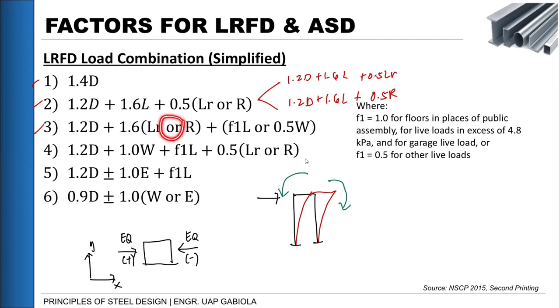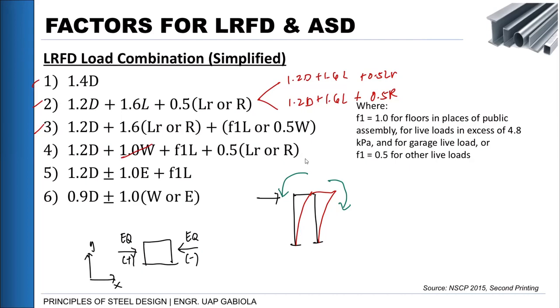Again, and then dito F1. So, since upper floor ng building, assume natin na 1.0 yung value ng F1. Okay? So, if ever hindi present yung isang load dun sa combo natin, pwede mo pa din gamitin yung load combo. I-eliminate mo lang siya. Let's say, for example, sa number 4, wala tayong wind. So, pwede mong tanggalin yung wind.